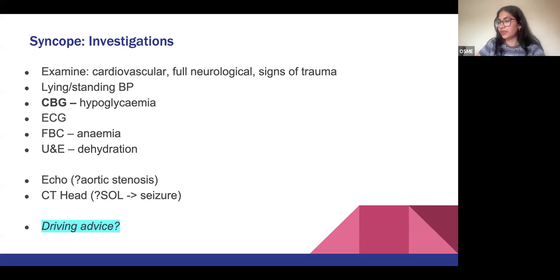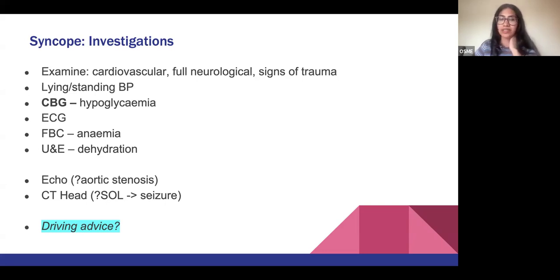Okay, and then if you do suspect a cardiac cause, or an epileptic cause for the syncope, what driving advice should you give them while they're waiting for this assessment? Yeah, perfect. Obviously, don't drive until this next assessment. Then they'll give you proper advice.